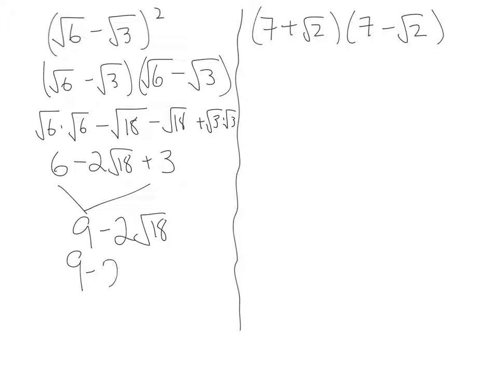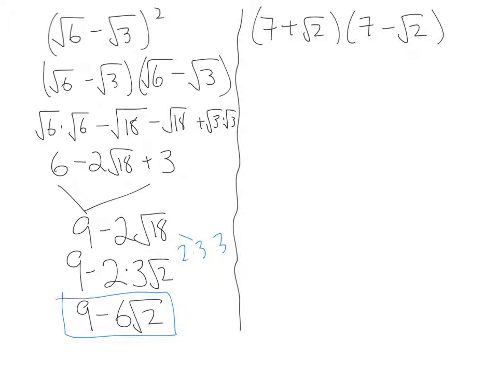And theoretically we're done, except that the root 18 can be simplified, and that's going to give us 9 minus 2 times, and of course root 18, if we factor that, is 2 times 3 times 3, so there's a pair of 3's we can bring out, so that's going to give us 3, and there will be a root 2 left in there, which means we have 9 minus 6 root 2. So there's an example of multiplying out a perfect square involving roots.